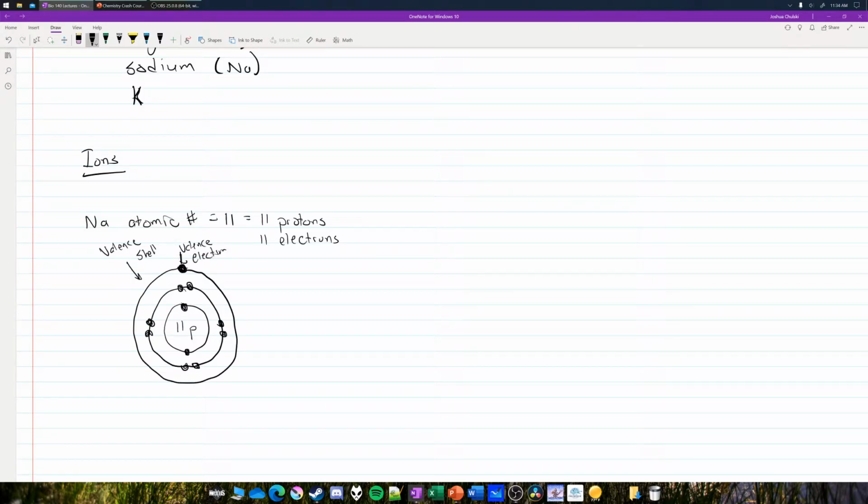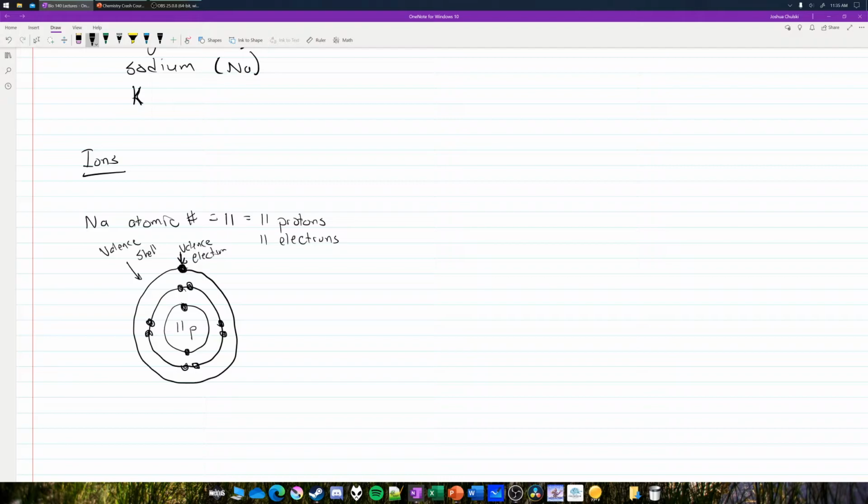Now, if you look at this, we can see that the third shell is mostly empty, and this adds a little bit of instability to this atom. It's very reactive. So what tends to happen with shells that are unfull is, one, they'll either gain electrons to fill the shell, or they'll get rid of electrons to empty the shell.